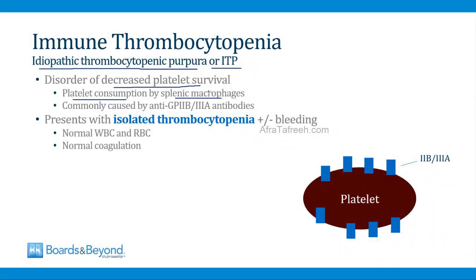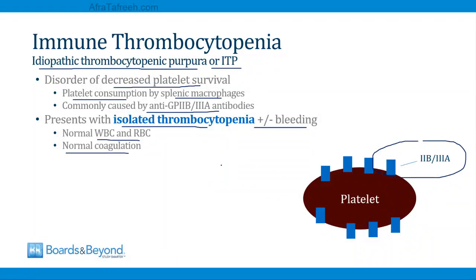And commonly this is caused because of anti-GP2B3A antibodies. We talked earlier about how the 2B3A receptor is found on the surface of platelets, and so when antibodies bind to this receptor, platelets are consumed in the spleen. And this presents as isolated thrombocytopenia with or without evidence of bleeding. And by isolated, I mean that the white blood cell count and red blood cell count should be normal, and there should be normal coagulation studies as well.